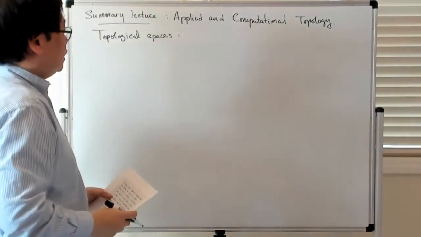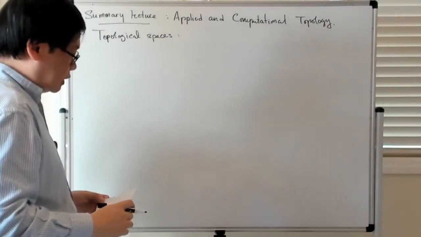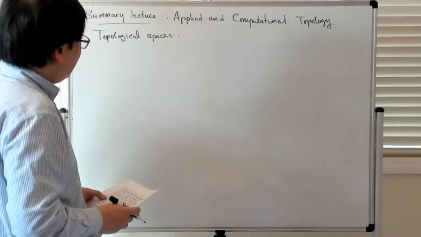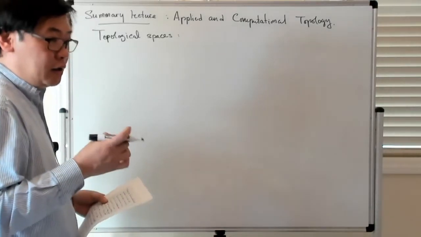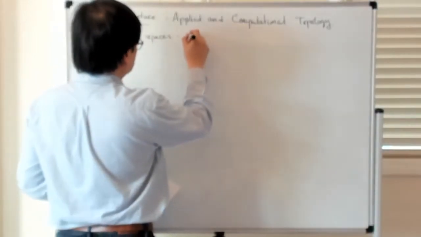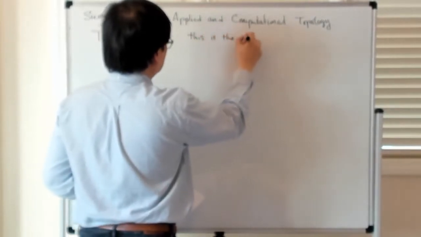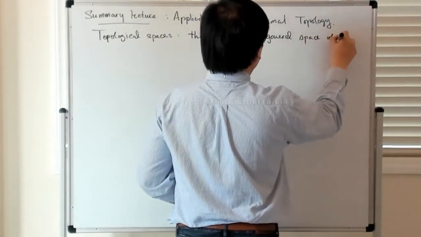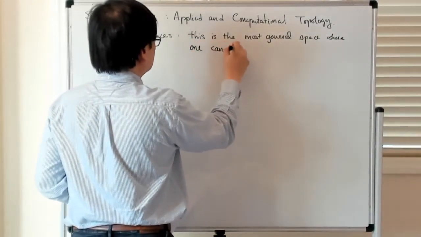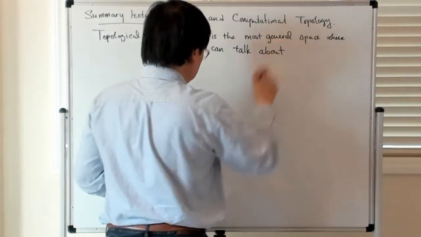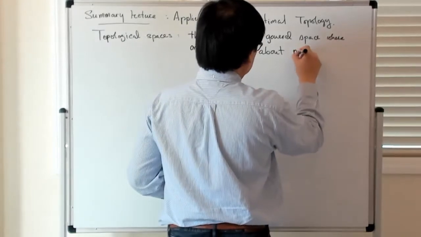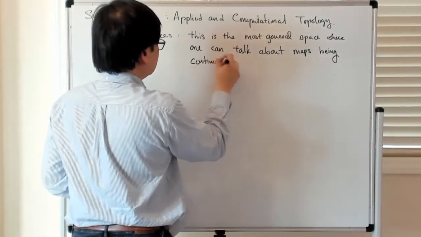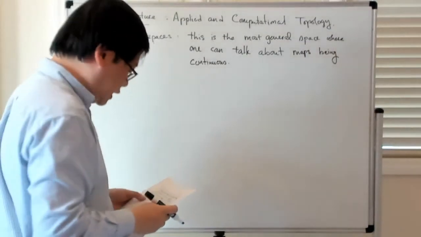And this notion of open sets, and that a map is continuous if the pre-image of open sets are open, things along those lines. And that was essential because that allowed you to define what it meant for maps to be continuous. So this is the most general space where one can talk about maps being continuous. And of course, this is important because that allows us to talk about this idea of homeomorphisms.